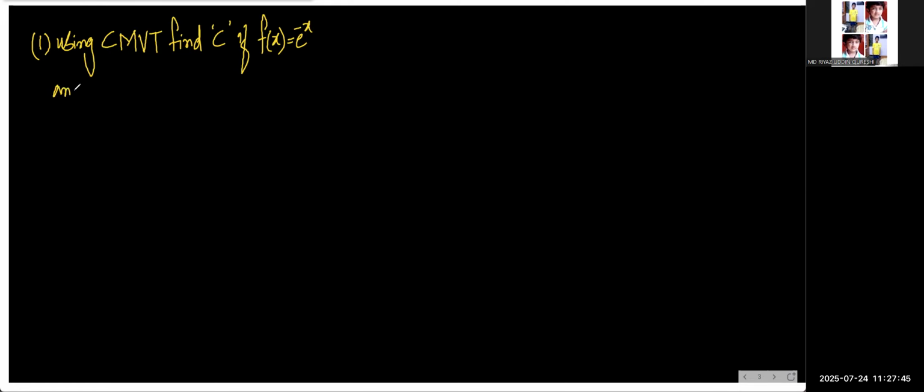See the problems, how the problem will come in exam. Using Cauchy's mean value theorem, find c if f of x is equal to e to the power of minus x and g of x is equal to e power x, and here the interval is a comma b. Interval is also specified here. So let us start.